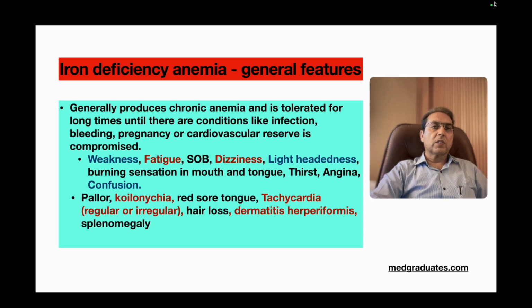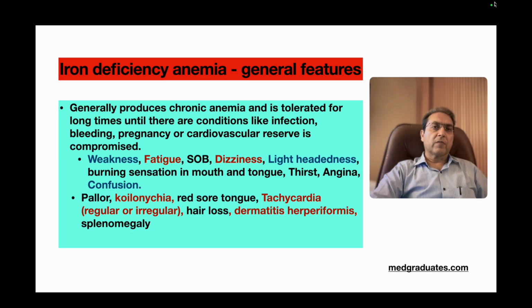When you examine, you may see a generalized pallor, koilonychia, or brittle nails, which are specific features of iron deficiency anemia. There may be a red, sore tongue, there may be tachycardia, the pulses are generally good volume, it may be regular or it may be irregular, the patient may have hair loss, there may be dermatitis herpetiformis, which is indicative of wheat allergy or gluten allergy.